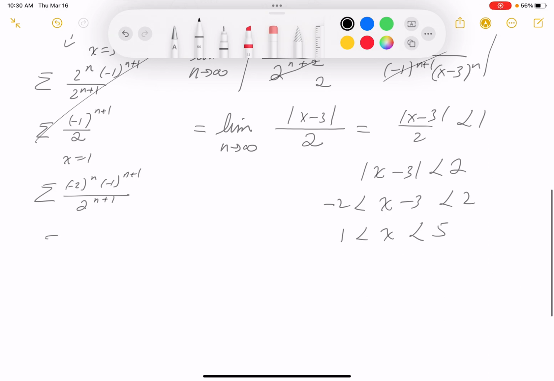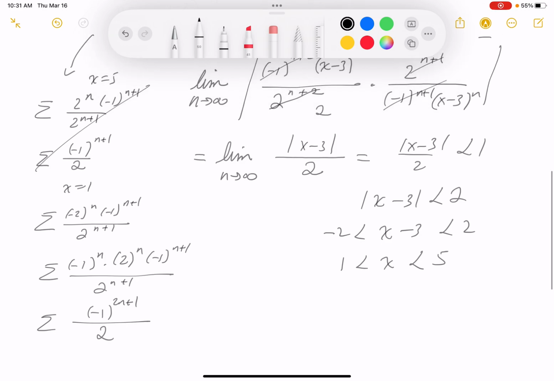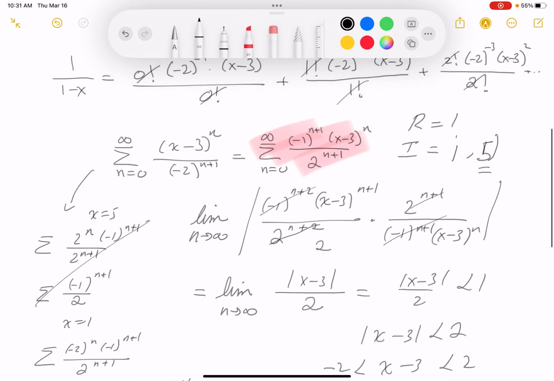Some simplification to do, right? So let's see, minus 1 to the n, 2 to the n, minus 1 to the n plus 1, over 2 to the n plus 1. Let's keep writing that down. When you get there, you get 2. And then you get minus 1 to the 2n plus 1. Again, just by the test for divergence, it's divergent again, all right? So I don't include that one either, all right?